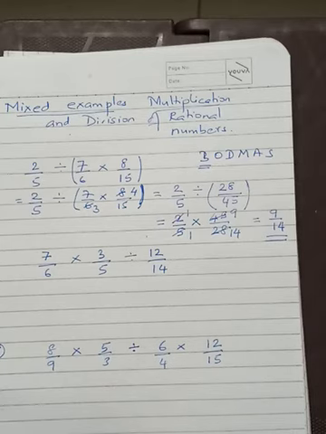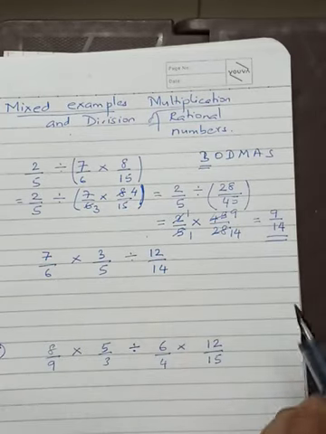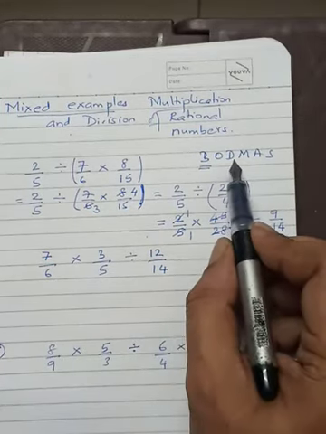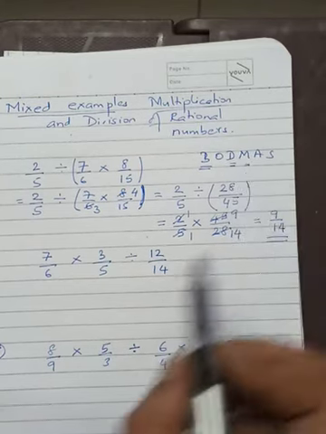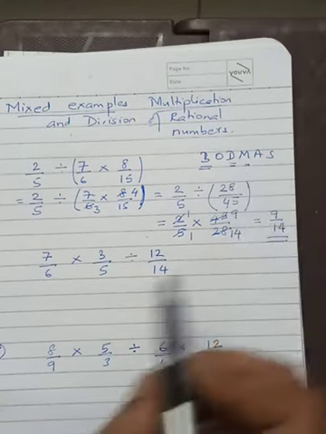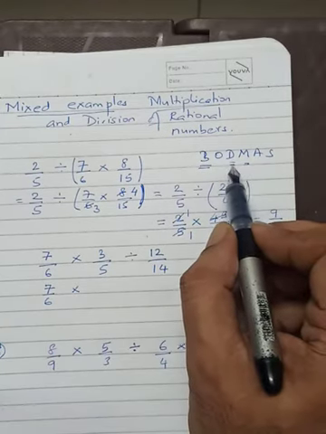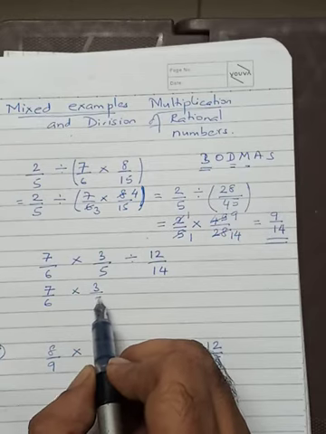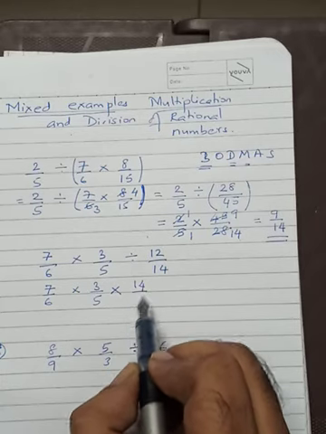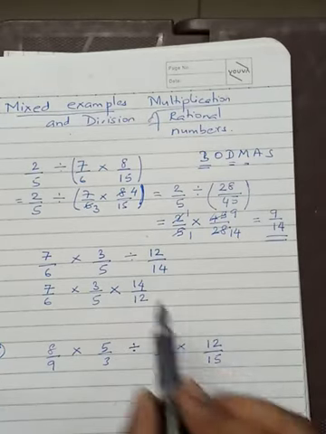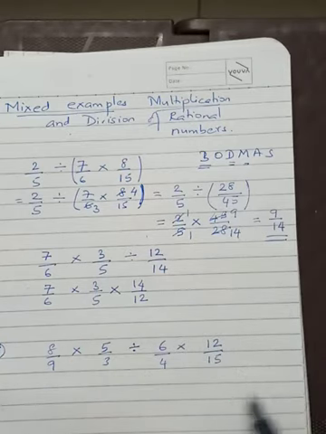Now next question. There is no bracket, but there is a division and there is a multiplication. Which operation will I do first? BODMAS tells me that first I have to do division, then I have to do multiplication. So this becomes 7 upon 6. There's a multiplication, but I will not do it because my rule tells me I have to do division first. So this is 3 upon 5 divided by, so here it will be multiplication, 14 upon 12. This is what I do. If I do the operation of multiplication first and then the division, sometimes you will get a wrong answer.